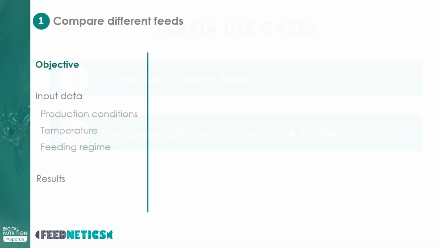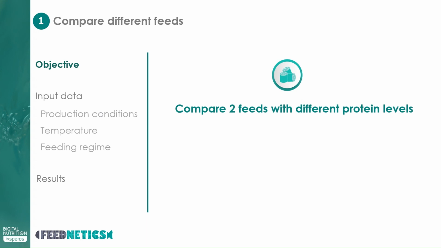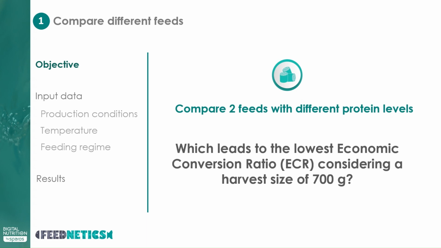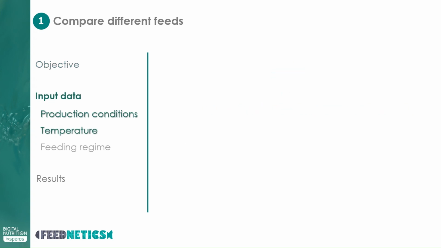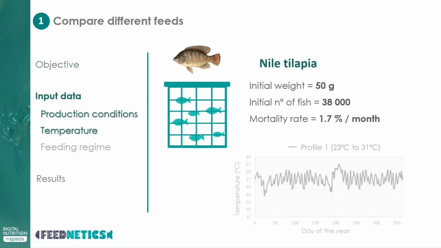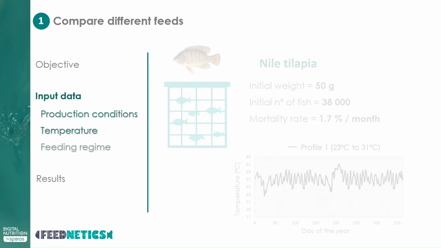Let's see how two feeds with different protein levels perform and which leads to the lowest economic conversion ratio, considering a harvest size of 700 gram. For this simulation, we set the baseline with 50 gram tilapia, 38,000 fish, 1.7% mortality per month, and a temperature range of 23 to 31 degrees.